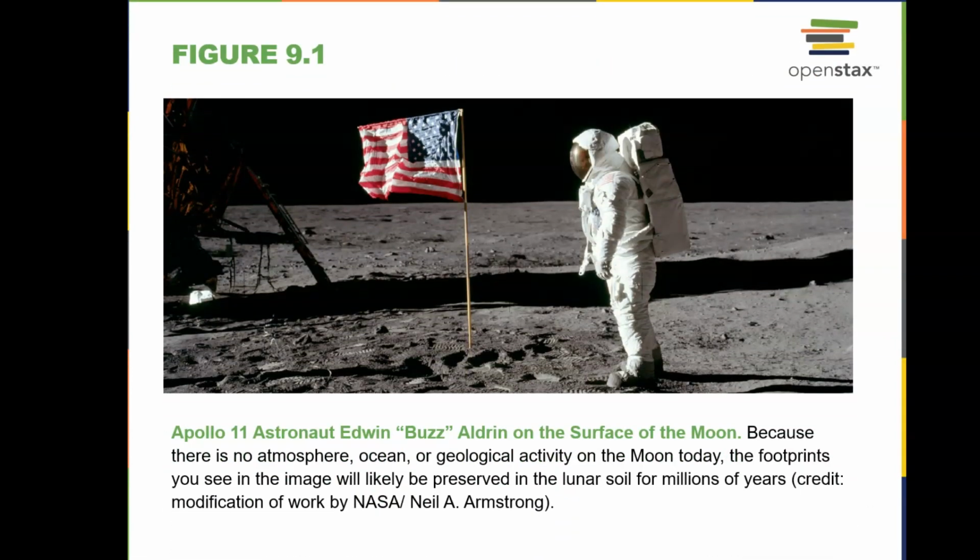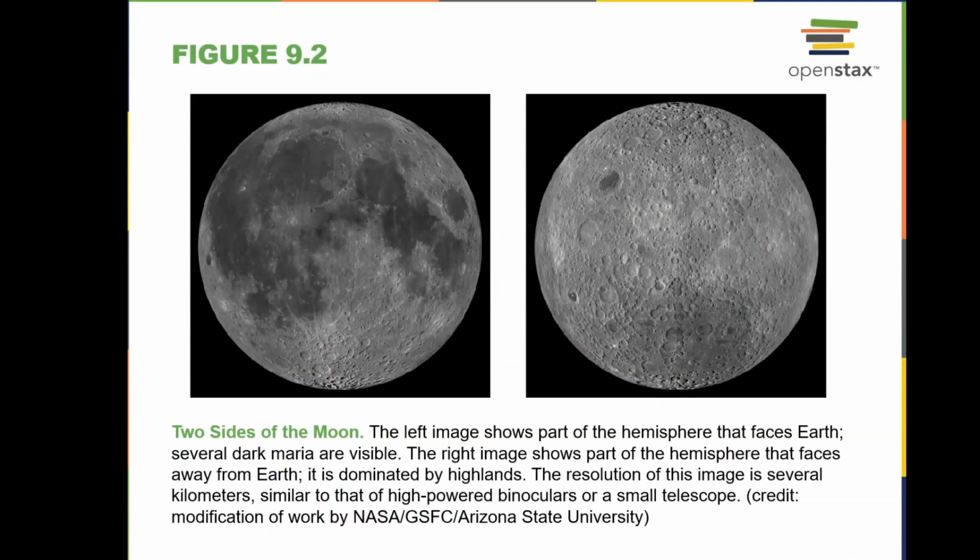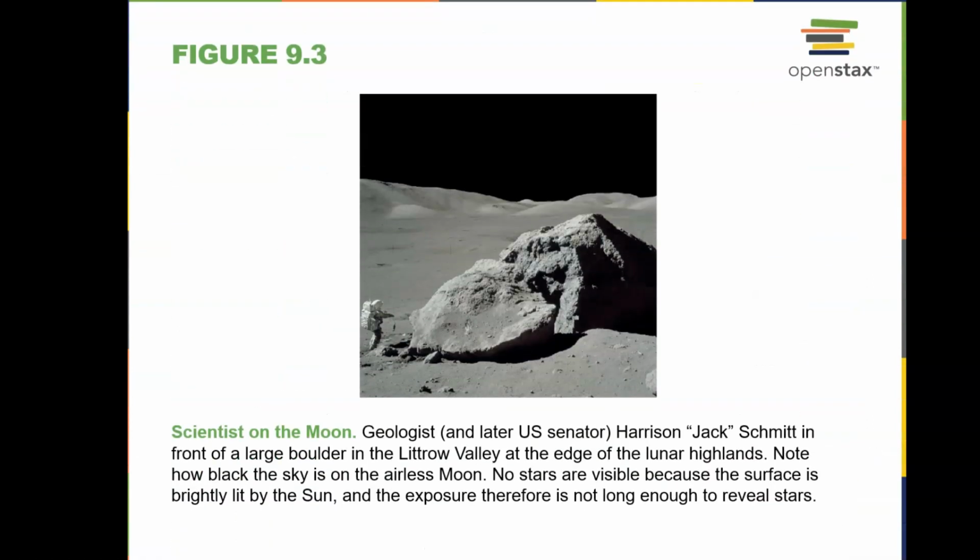Here we can see the famous photo of astronaut Edwin Buzz Aldrin on the surface of the moon erecting the U.S. flag. Here we can see the two sides of the moon. Before our space explorations to the moon, we only studied about 1 kilometer on the side of the moon facing the Earth. And here we can see a photo of the geologist that was among the crew on the last Apollo mission.